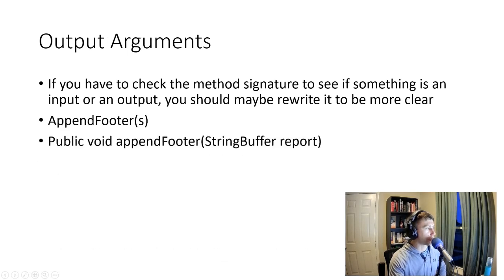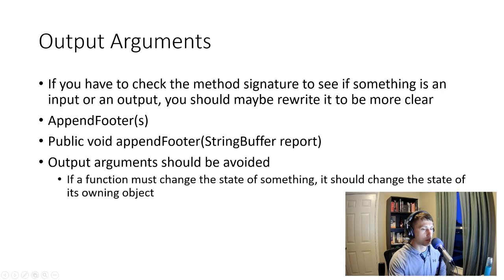All right, so output arguments. If you have to check the method signatures to see if something is an input or an output, you should maybe rewrite it to be more clear. Input arguments are what's being passed into the function. Output arguments are what is going to be returned. So in this example, in the second and third bullet point there, can we tell what's the input argument and what's the output argument?